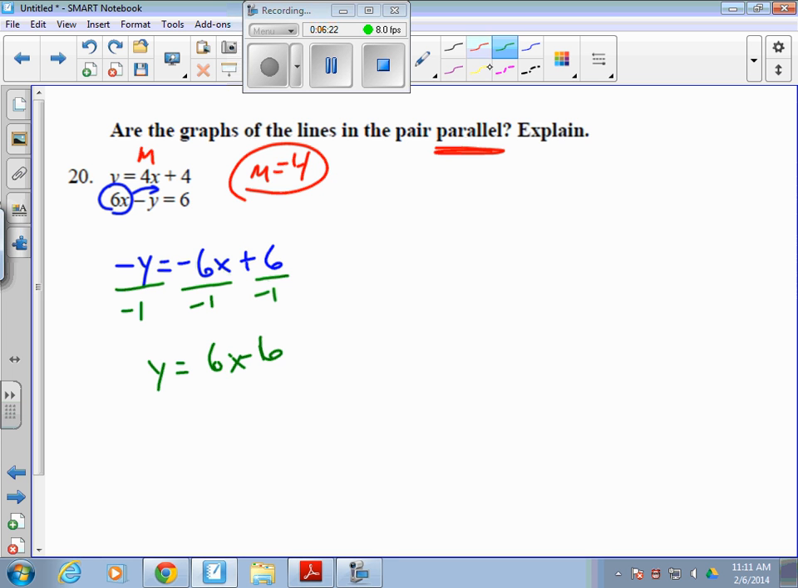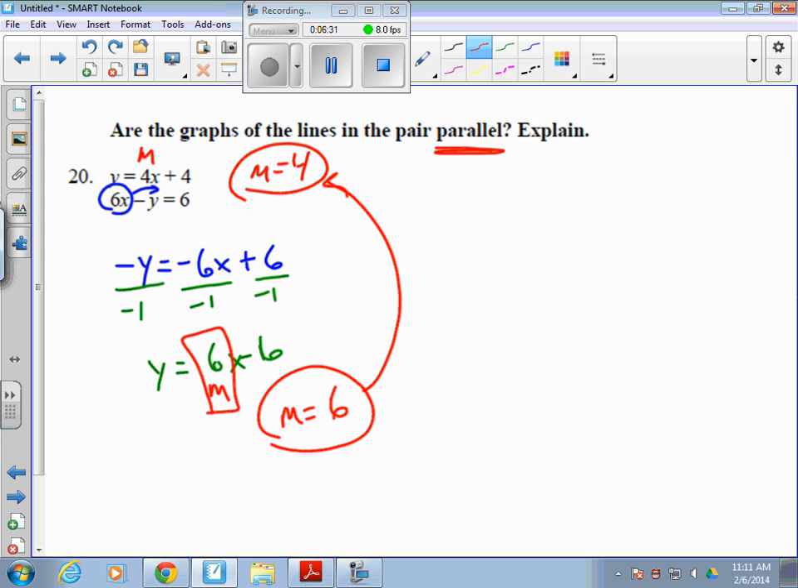Either way, you can see y equals mx plus b. You can see your m value of that equation is 6. And when you compare that to the other equation, it is not the same. Therefore, they are not parallel. And when you explain why, because they don't have the same slope, or their slopes are different, or they have different slopes. It's like different strokes.